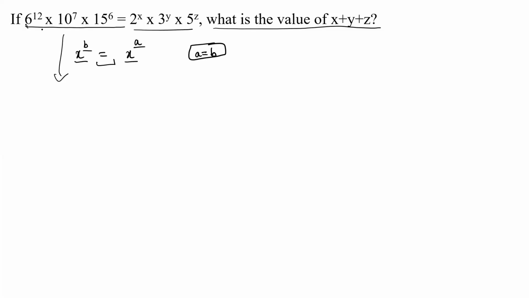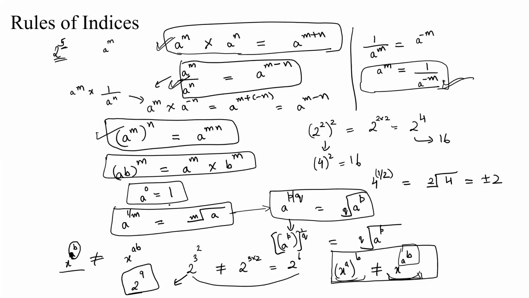So we have to basically convert this into this form so that we can compare the powers of 2, 3, and 5. Only then would we be able to find the values of x, y, and z. 2, 3, and 5 are basically prime numbers. We need to write 6 as 2 into 3 raised to power 12. Remember, a into b raised to power m is equal to a raised to power m into b raised to power m.